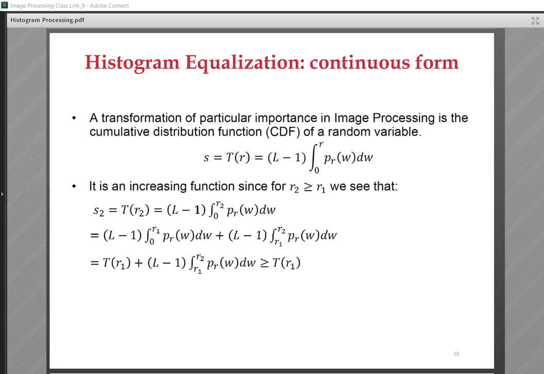Histogram equalization in continuous form. A transformation of particular importance in image processing is the CDF. You know PDF and CDF. PDF means probability density function, and CDF means cumulative density function. It means integral of PDF. CDF is the integral of PDF, or in discrete mode, the sum of PDF.